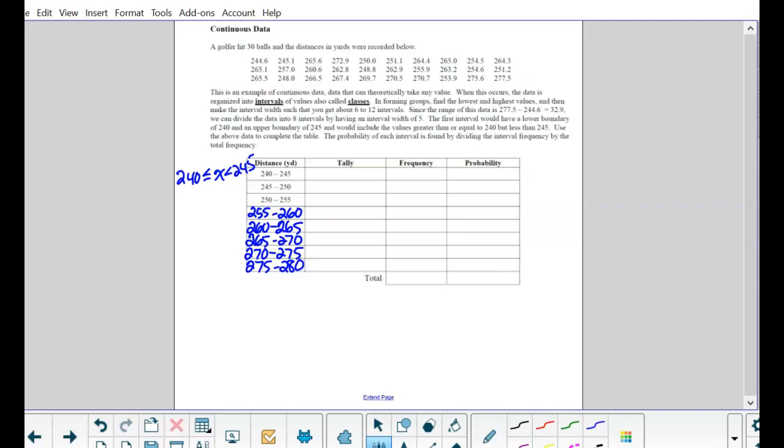Okay, then let's go with our tallies. So 244.6 is there. They are in order, so you might be able to do it by looking in, just kind of grouping them. 245.1 would be here. Then oh no, they're not in order, sorry. 265.6, so that's going to be here. 272.9. So take a few minutes and go through at your own pace. The 250.0, remember, is going to be included in this one, the third line.